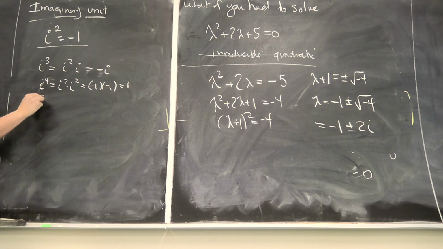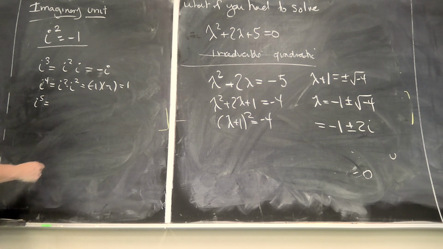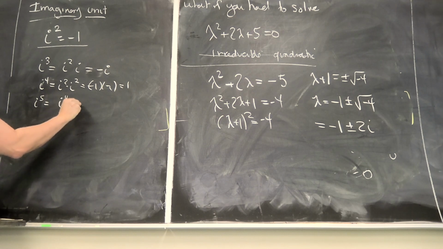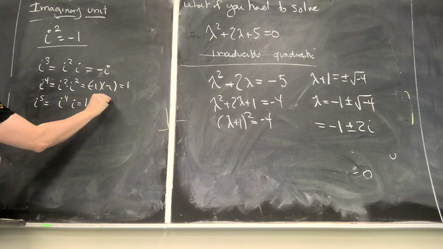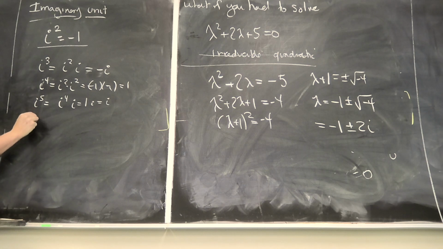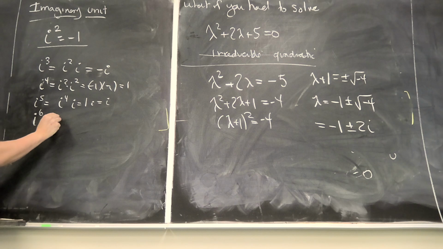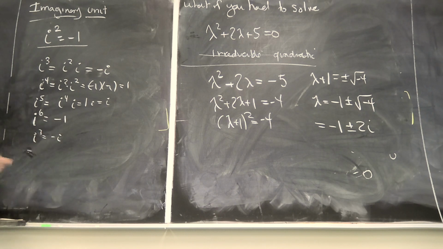i to the fifth, you might think that you never have to deal with i to the fifth, but you do. You've got to know i for all of them. i to the fifth is i to the fourth times i, which is 1 times i, which is i. And then the pattern continues. i to the sixth is equal to minus 1, and i to the seventh is minus i, and i to the eighth is 1, and so on, right? So it's this period 4 pattern that repeats.